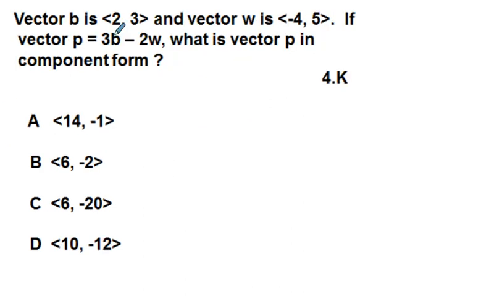Next, vector B is a vector 2, comma 3, and vector W is negative 4, comma 5. If vector P equals 3B minus 2W, what is vector P in component form? Well, we could say 3B, because we want to have 3B. So 3B equals 3 times 2, comma 3, and that's going to be equal to 6, comma 9.